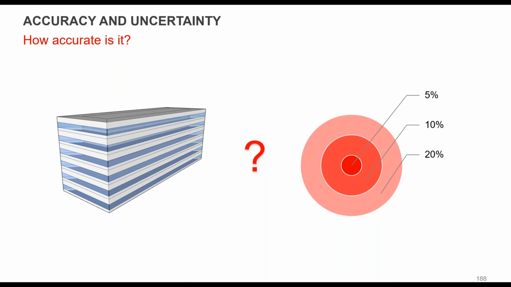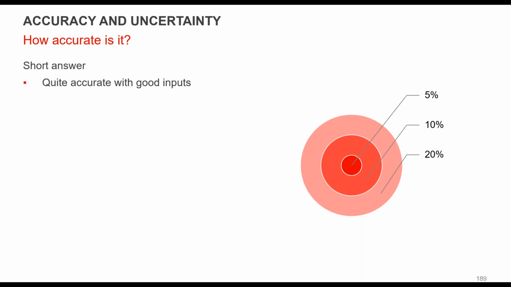So how accurate are we looking? Is it 5%, 10%, 20%? What's the variation? Short answer, it's as good as your inputs. You can get quite accurate if you really have good data on that side. But it's also great for comparing relative performance, and that's where simulation shines. I want to compare two different windows, two different HVAC systems. That accuracy is actually quite high.